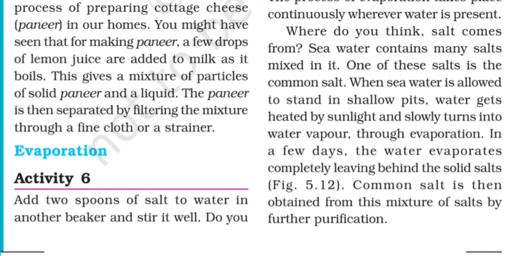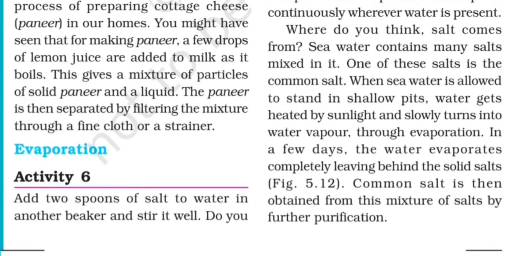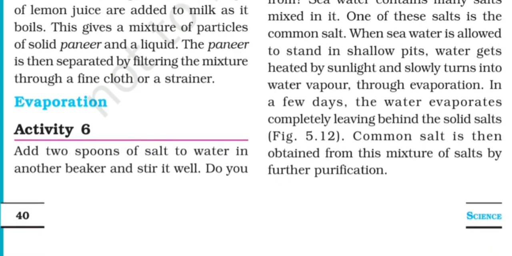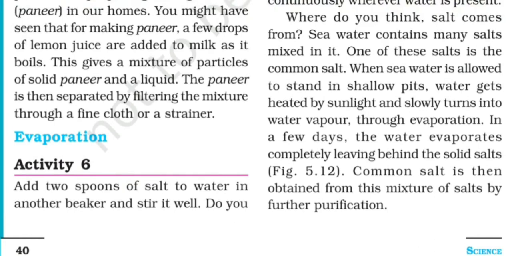The paneer is then separated by filtering the mixture through a fine cloth or a strainer. So, the filtration method is used for removing the pulp from fresh juice, and it is also used for preparing cottage cheese at home, and for cleaning muddy water. During filtration, the insoluble solid particles remain in the filter and the liquid passes through it.